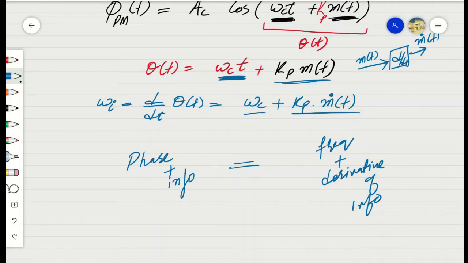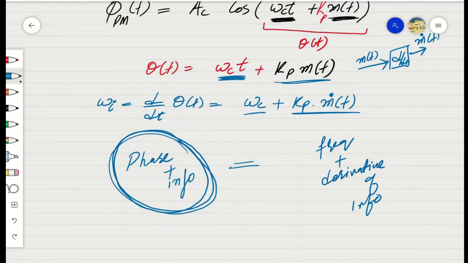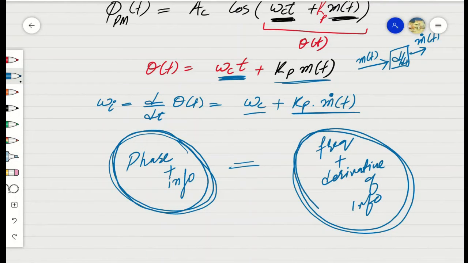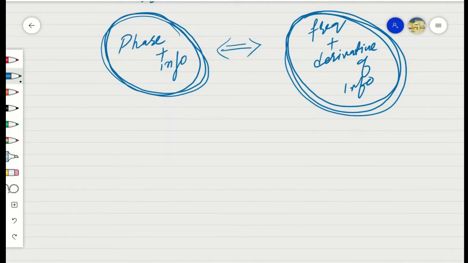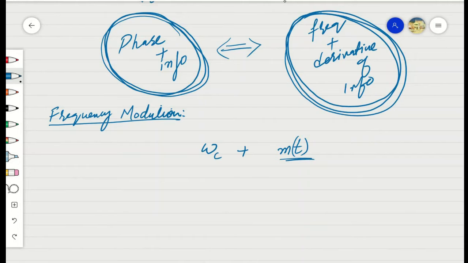So in both phase and frequency modulation schemes, both phase and frequency are modified with a certain relationship. As information is directly being added into the phase, its equivalent operation in terms of frequency can be seen as the derivative of information being added into the frequency. We call such a modulation scheme the phase modulation scheme. However, if we directly add the information signal into the frequency, such a modulation scheme will be referred to as frequency modulation, where the information signal is directly added into the frequency of the carrier signal.